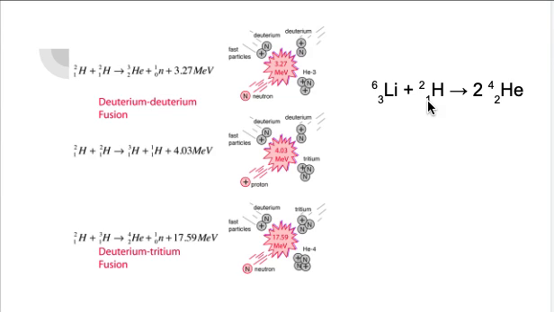3 plus 1 is 4. So there's 4 for the atomic number. For this side, you'll do 2 times 2, which would give you 4 for the atomic number. Remember, it is 2 smaller fusing together to make a larger.